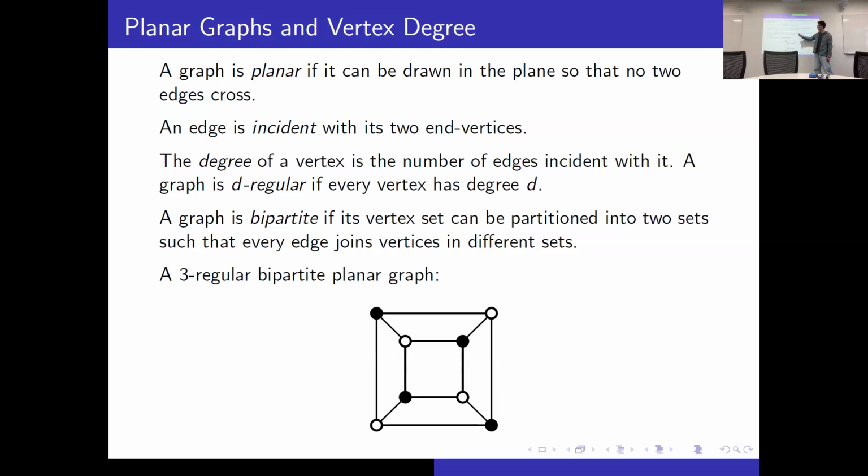And we say that a graph is bipartite if you can partition the vertices into 2 parts, and every edge has exactly 1 vertex from each set. Here we represent the 2 sets by coloring the vertices white or black. So every edge has 1 black vertex and 1 white end vertex. Here is an example which is 3-regular, bipartite, and planar.